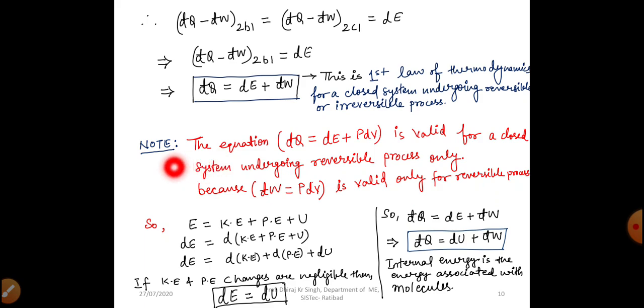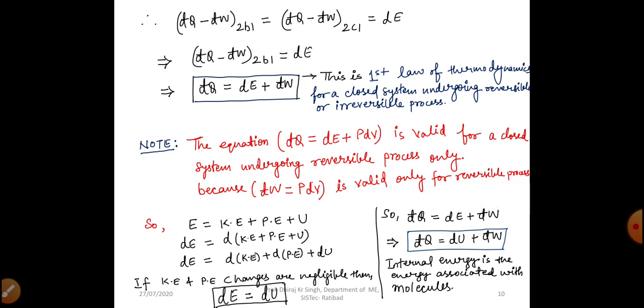So this is a very important note. The equation del Q equal to dE plus PdV is valid for a closed system undergoing a reversible process only. Why? Because PdV is only valid for reversible processes, whereas del W is valid for both reversible and irreversible processes. We derived this only for a reversible process, because del W equal to PdV is valid only for a reversible process.